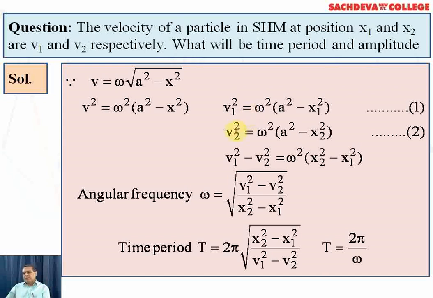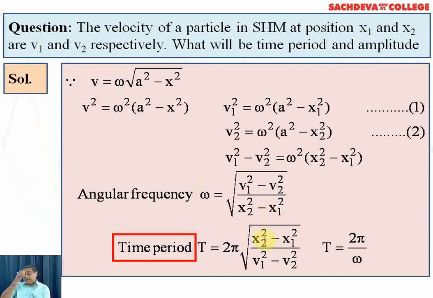Then we take the difference of the two values, that is v1 square minus v2 square, from equations 1 and 2, and our net expression becomes omega square into x2 square minus x1 square. Now from this expression we have to get the value of omega. So omega square is equal to v1 square minus v2 square divided by x2 square minus x1 square. In order to find omega, we take the square root, and omega is equal to under root v1 square minus v2 square divided by x2 square minus x1 square.